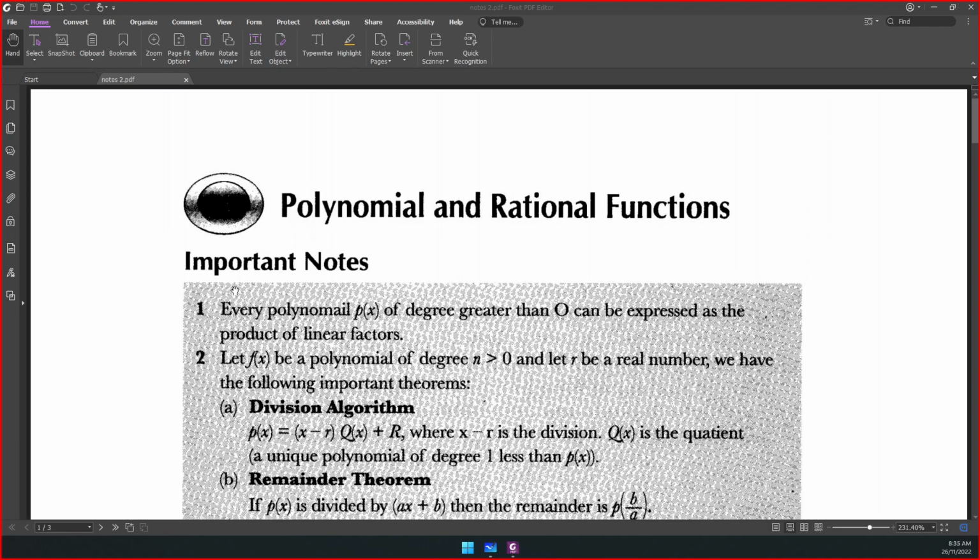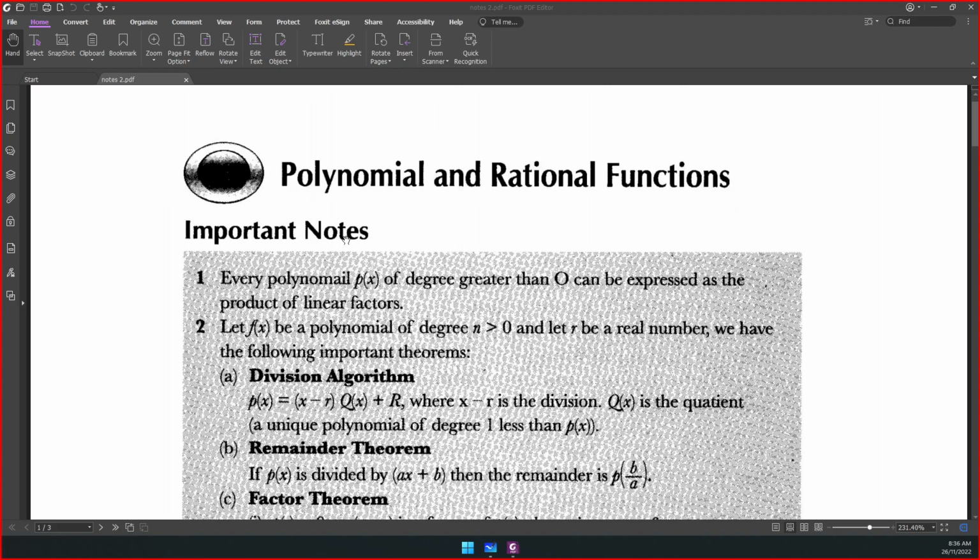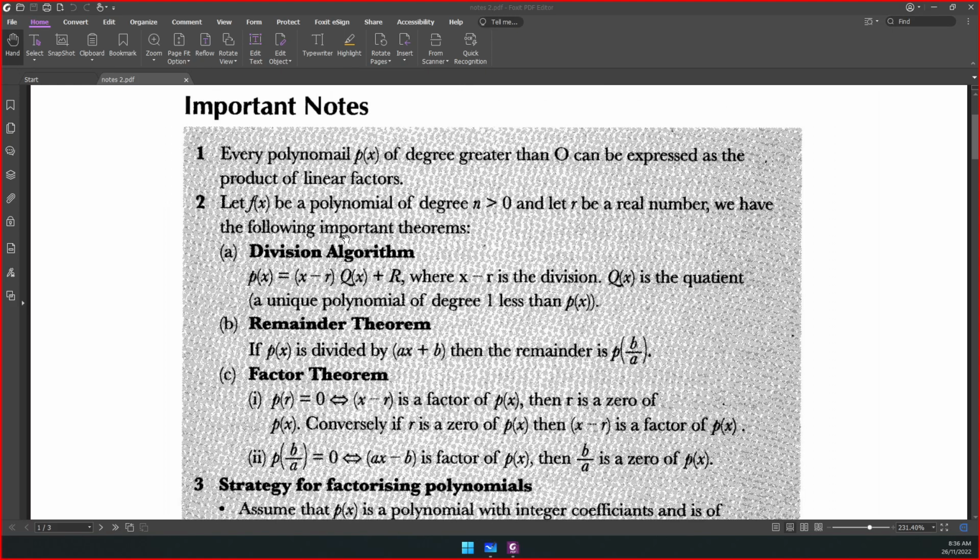Today's class continues where we left off last week from regular functions. Now we'll focus on polynomial and unusual functions. I prepared some notes for you to go through. In these notes, there's only a few things you really need to know.